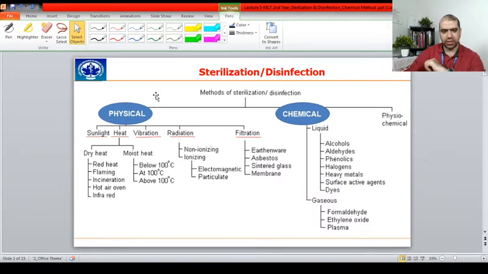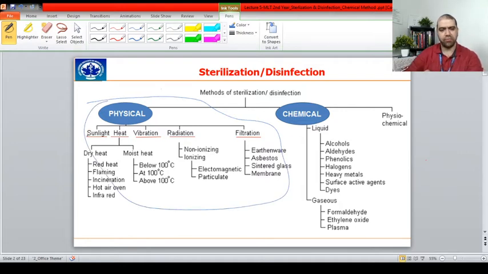As far as sterilization is concerned, we have been talking about the physical methods in the previous 2 lectures. So it covers all this portion over here. In the physical methods of sterilization we have talked about sunlight, heat, vibrations, radiations, and filtration. Now today we'll be particularly focusing on the chemical methods. So it includes this part.